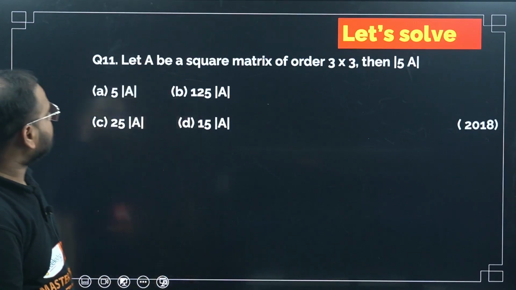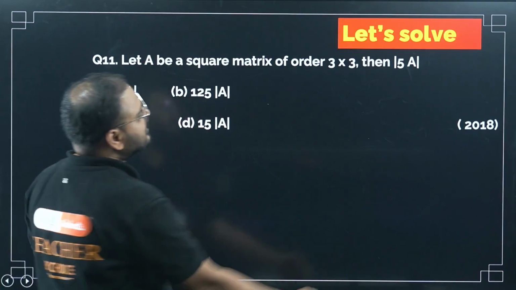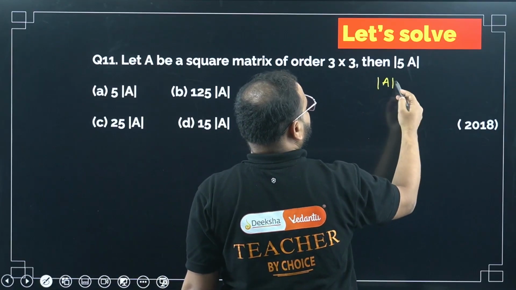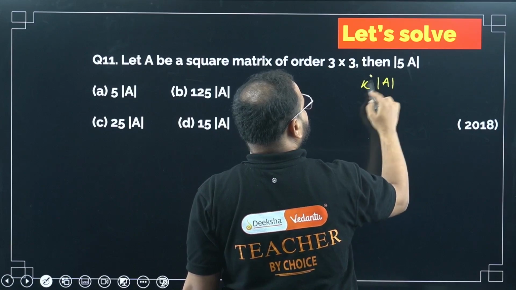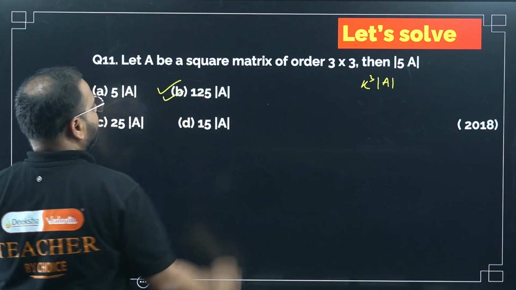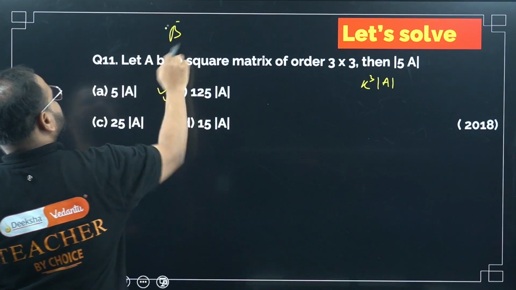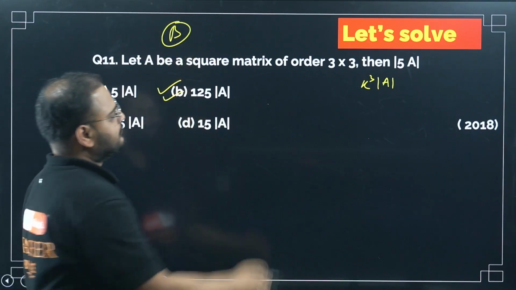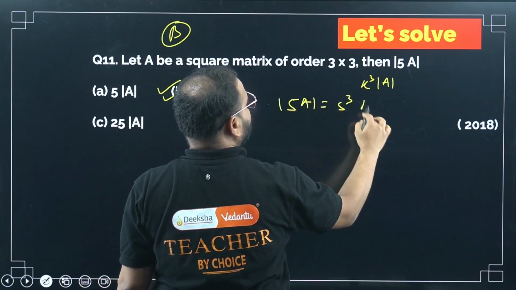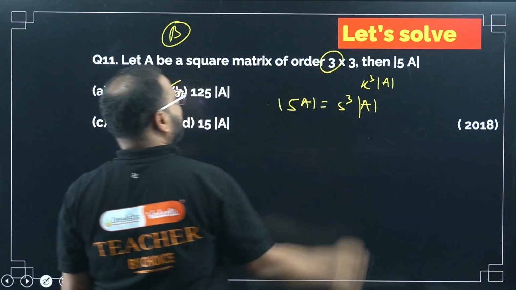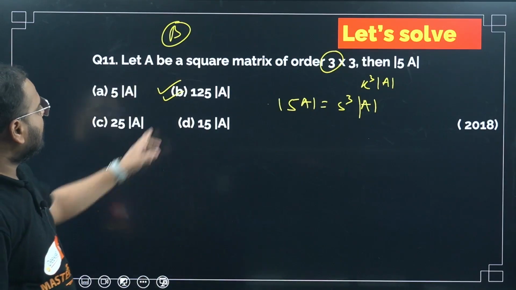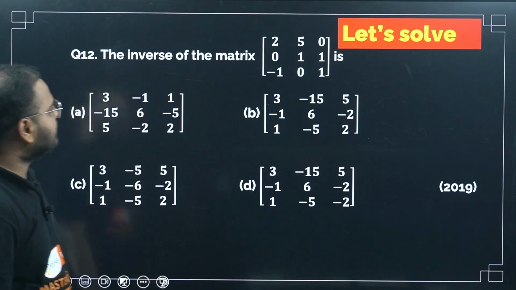Now, this is again the same concept, right? K, I can take this as what? K cube. So K cube will be 5 cube. So the option will be what? 125. Option B is my correct answer. Correct, right? This will be 5 cube A. Why 5 cube? Because the order is 3. So 5 cube A. Answer is B. Simple problem.